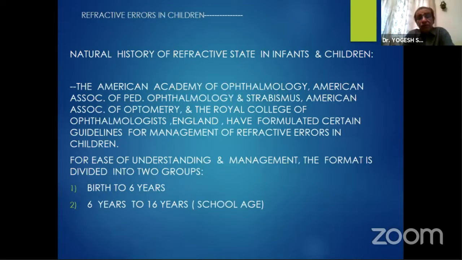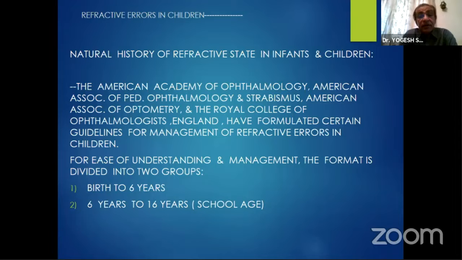Now, before we start to know the status of refractive errors in children and how they develop, once you have an idea of how they develop, then only can you manage. You must always know the natural history of refractive errors. What is the natural history of the development of refractive errors in children and small infants?